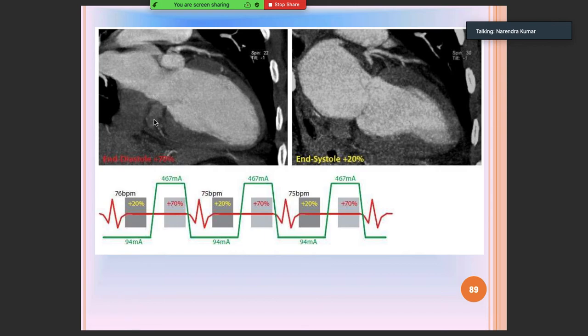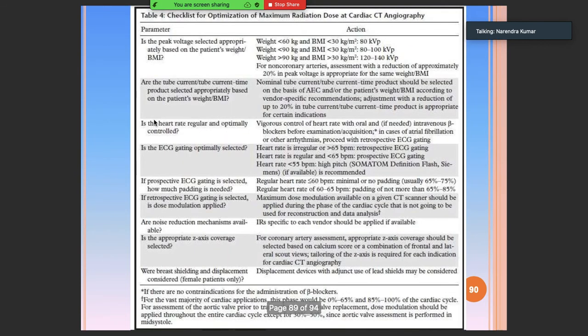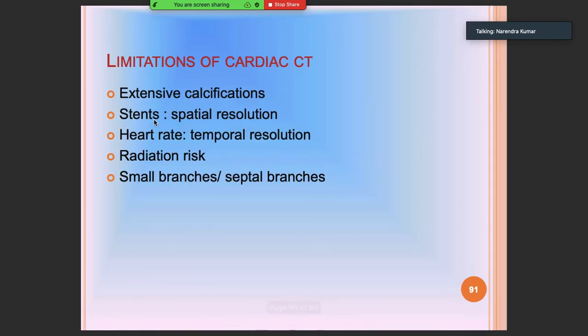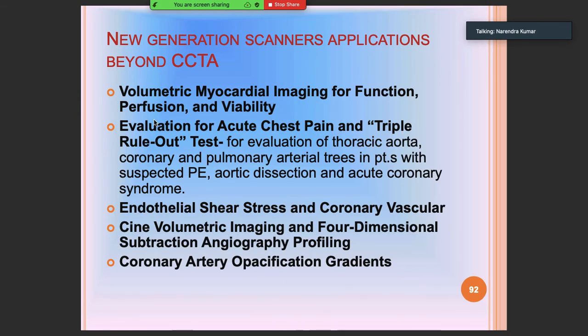It can also be used for triple rule out tests. Triple rule out tests, for example, evaluate the thoracic aorta, the coronaries, and also the pulmonary artery trees. So, as I said, triple rule out will be for the coronaries, pulmonary arteries, and also the thoracic aorta. And we can also look at, for example, the coronary artery opacification gradient. So, how is it going, for example, for myocardial imaging for function, perfusion, and also viability.